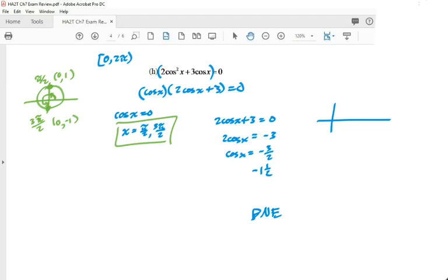Let's think about the cosine x function. It goes like this, right? And it oscillates between 1 and -1. That means our answers can only be between 1 and -1. So that one's DNE. So our only answers are going to be pi over 2 and 3 pi over 2.